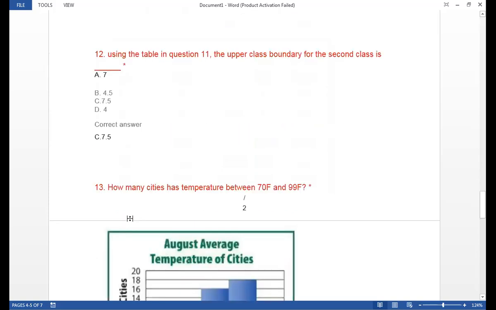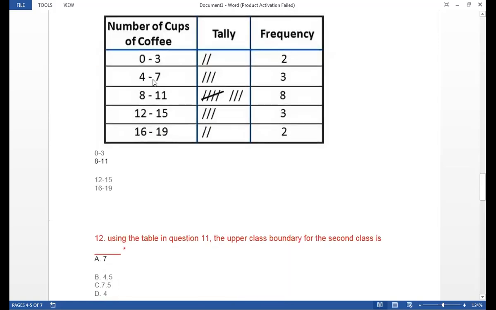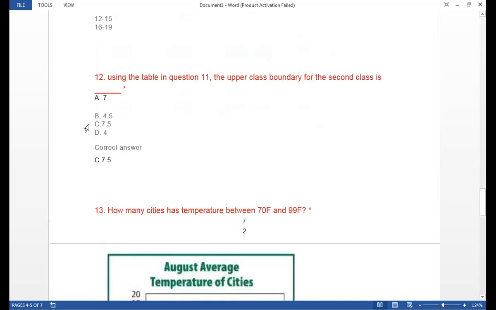For 12, using the table in question 11, the upper class boundary for the second class is, let's check. This is the second class, and the question is asking for the upper class boundary. Remember, to formulate a boundary, all you have to do is subtract 0.5 from the lower limit, then add 0.5 to the upper limit. So if you subtract 0.5 from here, you have 3.5. If you add 0.5 to this, you have 7.5. So 7.5 will be the upper class boundary, while 3.5 is the lower class boundary. So the upper class boundary here should be 7.5. So the correct answer is 7.5.